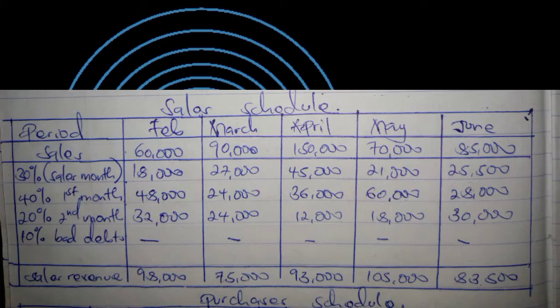Then another row has 20% will be paid in the second month after the month of sale. It means that the 20% of the sales that were made in December will be paid in Feb after skipping 2 months, which is December and January. Then 20% of the sales that were made in Jan will be paid in March. 20% of the sales that were made in Feb will be paid in April, like that.